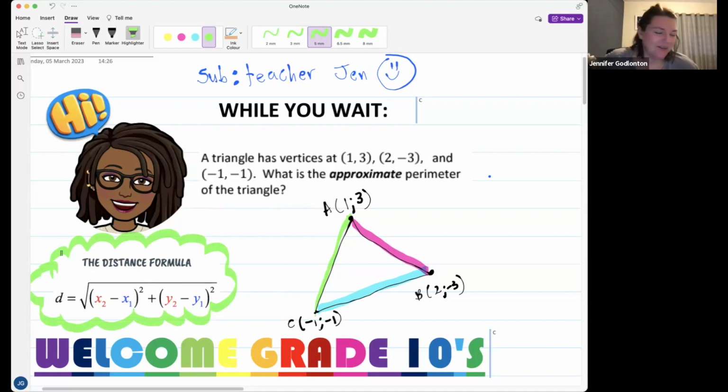You definitely are going to want your calculators in this lesson. So if you don't have them, you might want to go and grab them.